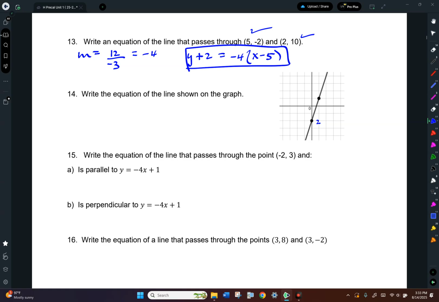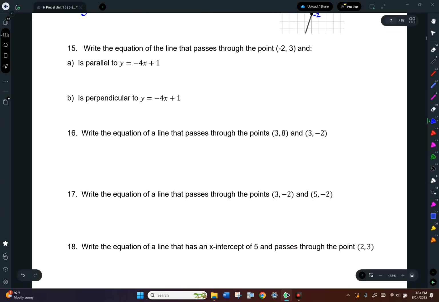I can tell the slope is 3 over 1. So y equals mx, and then the b is negative 2. So I didn't need point slope. So it's a rare situation where you can use slope-intercept on these. But if you can, great, use it.